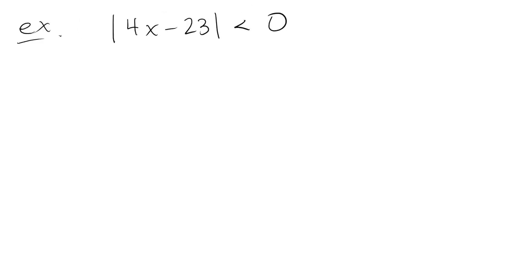Here's another special case. It says the absolute value of 4x minus 23 is less than 0. That means that the absolute value of that expression on the left is negative. Well, that can't happen. This never happens. The absolute value of a number is never less than 0. This has no solution.